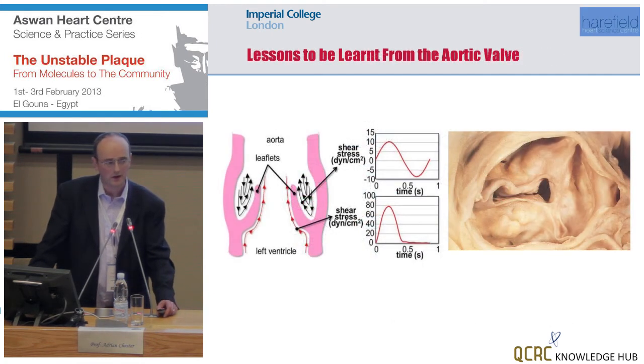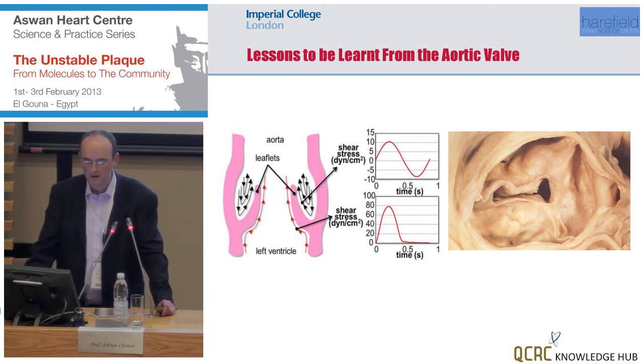I just thought I'd diverge slightly and give you a few examples of how shear stress also affects other calcification or atherosclerotic-like mechanisms, in terms of certain lessons to be learnt from the aortic valve as to how flow can be influenced.